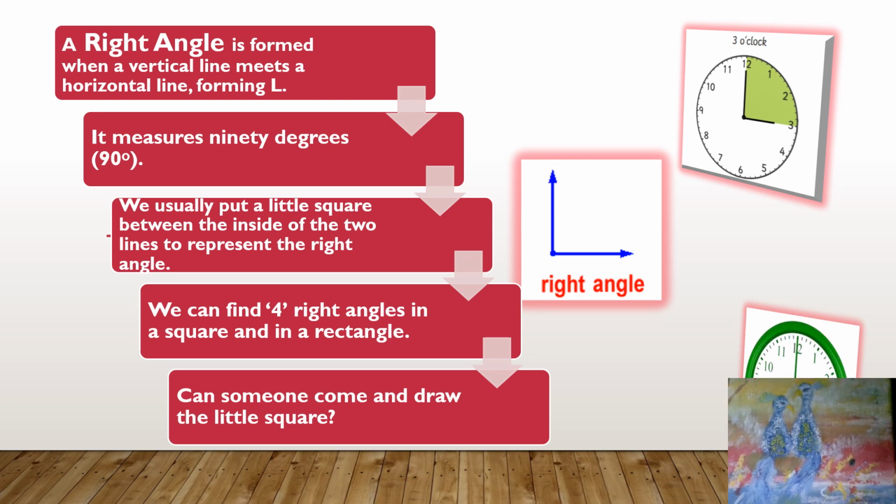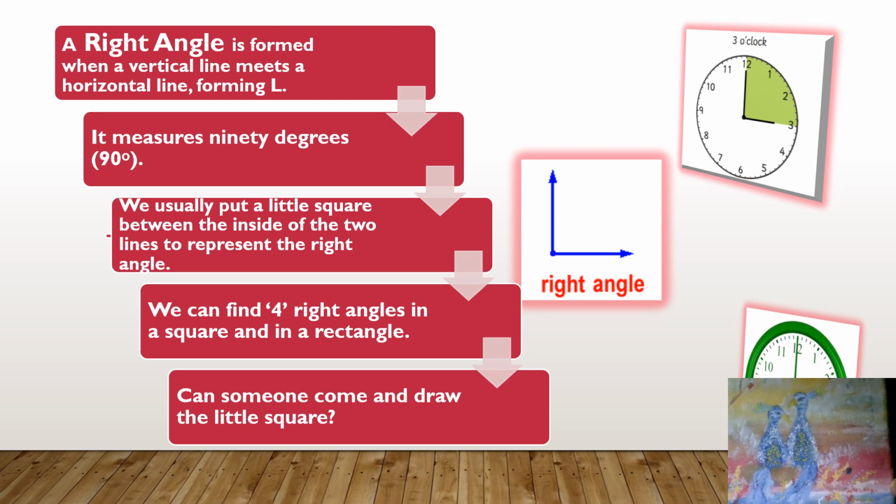We have right angles being formed by the hands of a clock when it is 3 o'clock or 9 o'clock. We can also find 4 right angles in a square and in a rectangle. So the total measurement of the 4 angles is 360 degrees.